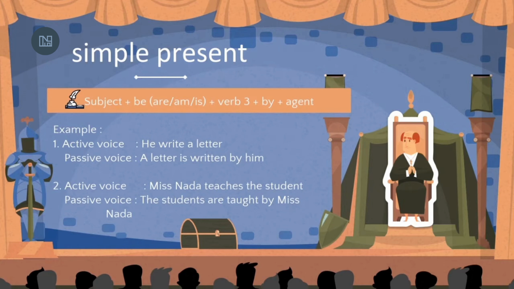If you want to change an active voice to a passive voice in a simple present, you can use the pattern of that. Subject plus be plus verb 3 plus by plus agent. For the example, I have an active voice here, write a letter. You can change it into a passive voice, a letter as a subject, is as a be, written as a verb 3, and by plus agent, him. And now we know, a letter is more important than a writer in these sentences. Let's say the formula once again. Subject plus be that are or am or is plus verb 3 plus by plus agent.